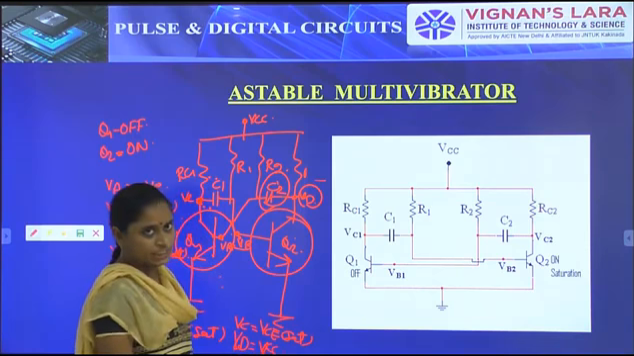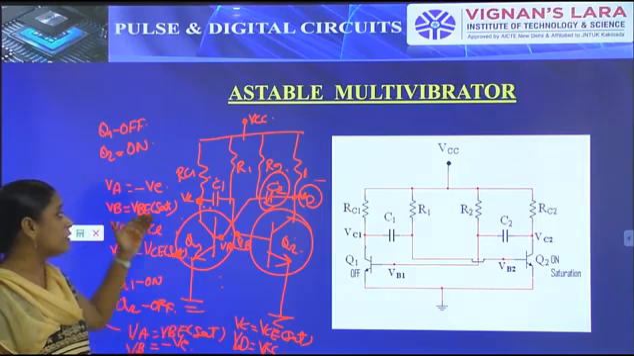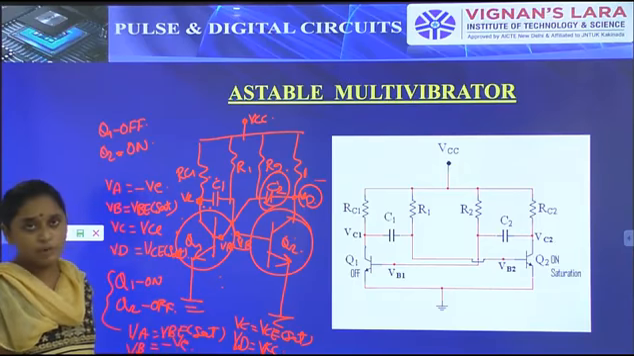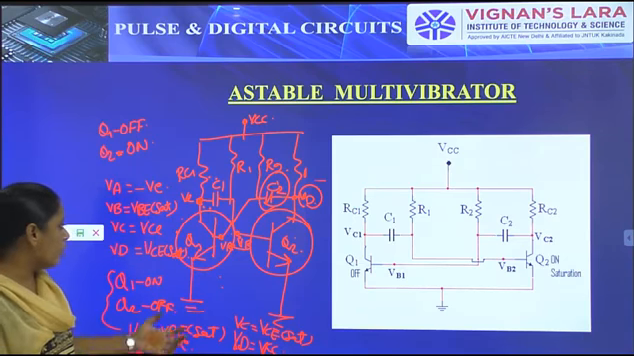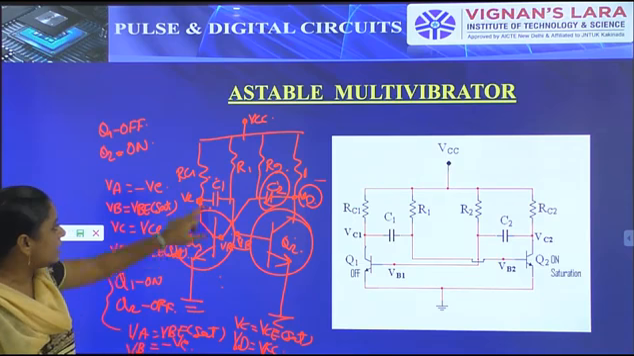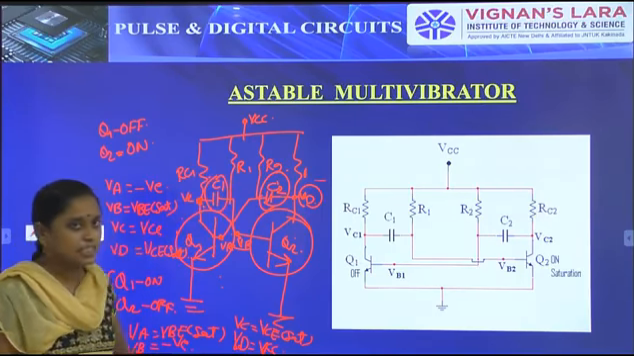In this particular time again what happens? Here we don't apply any triggering pulse. Without triggering pulse it moves from one state to another state. So that is a great thing about the Astable Multivibrator, by the capacitive coupling. In this time the capacitor C1 starts discharging and C2 starts charging.